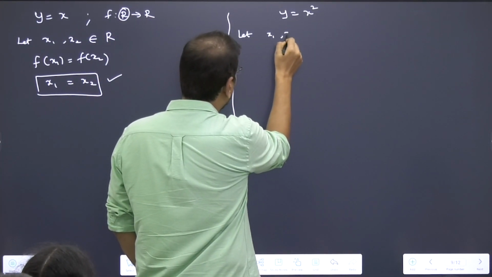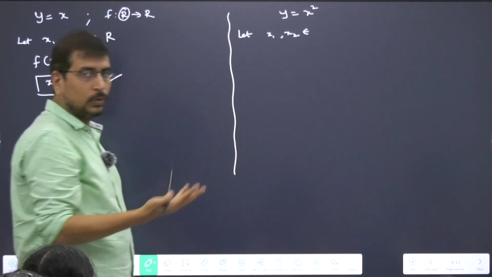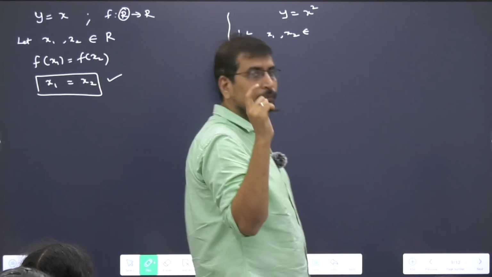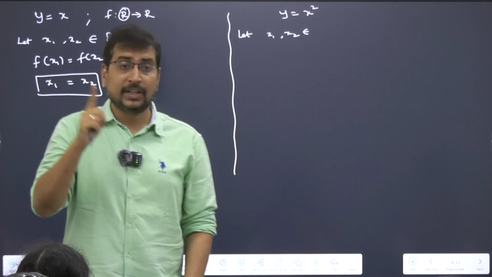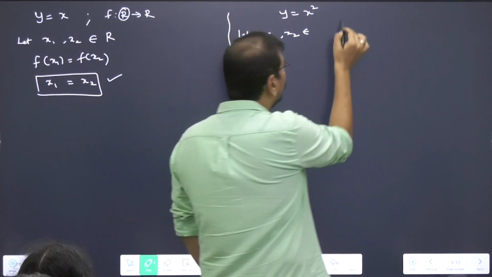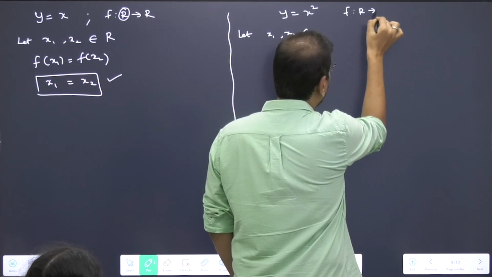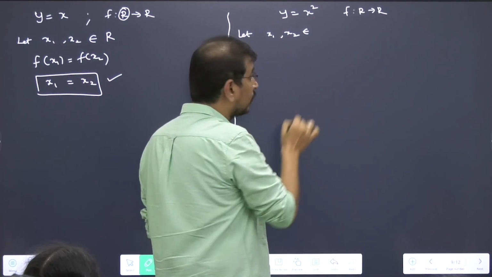Let x1, x2 belong to, now I need to know what is the domain. Whenever they give you a function, don't blindly start solving. First start looking at what is the domain and the codomain. So f is a function mapped from R to R. So what should I put here?